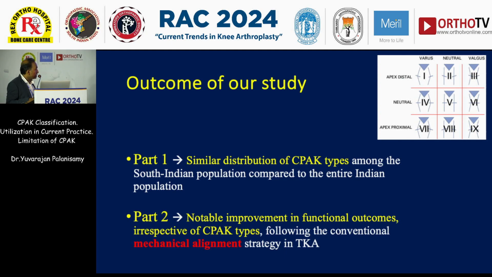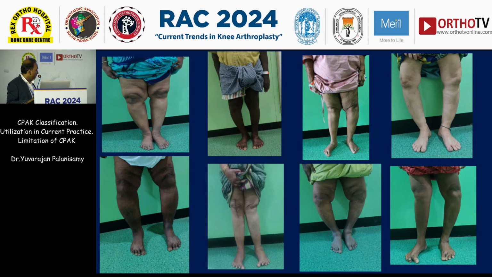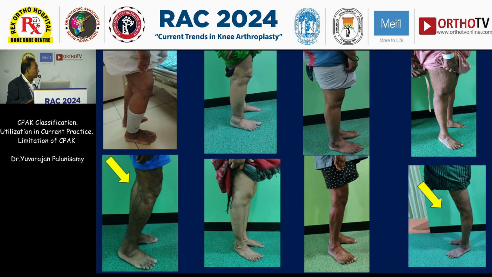And definitely there is a notable improvement in the functional outcome, irrespective of the CPAK type, using mechanical alignment. But I'm not saying that this is conclusive. This is my observation. It's a 2-year follow-up of my study. We know that in everyday practice we use different alignments, but all knees are not the same. Definitely we also have to address the sagittal alignment, flexion differential, coronal alignment and recurvatum.